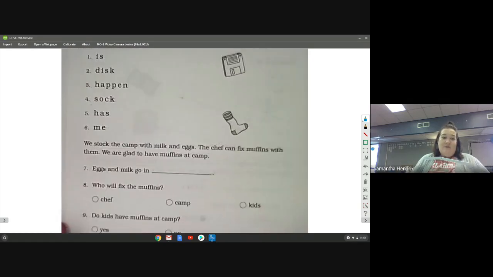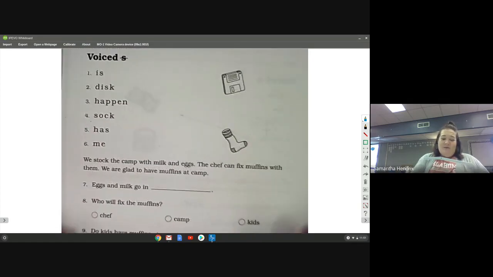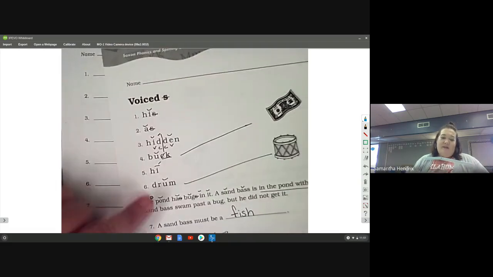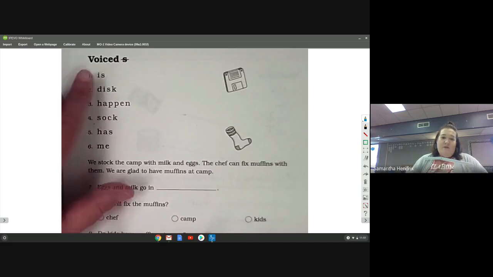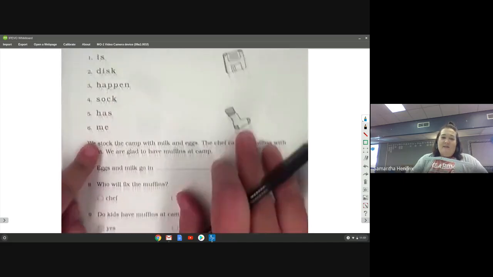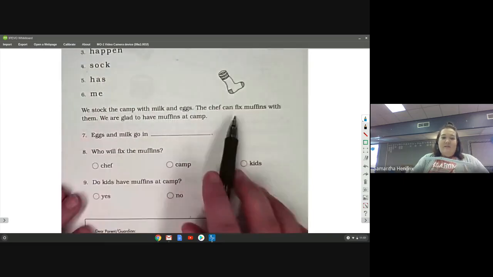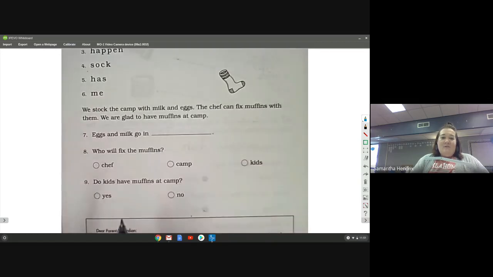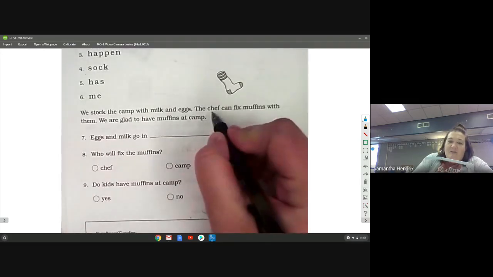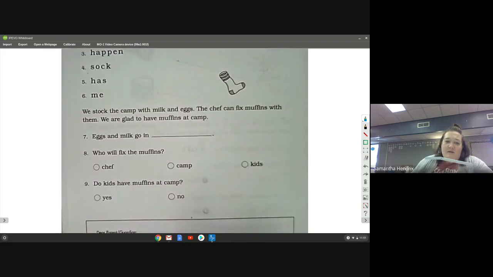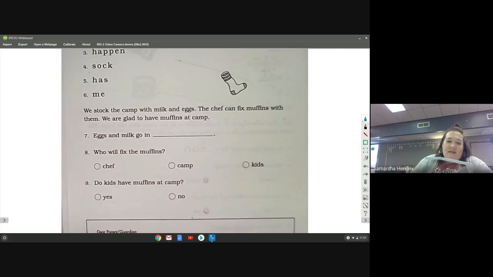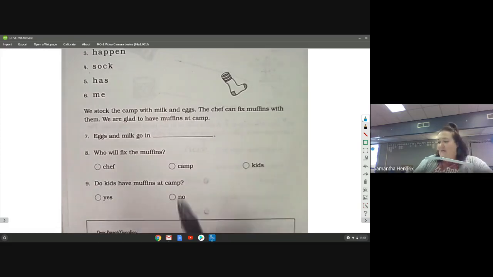And then this is your homework page. Okay? Just like we coded over here, you can look at the other page. Okay? Code these, draw a line to these two. Read this again. Code them if you need to. Remember, this is our chef. It says shh. That's the French. Okay. Code these if you need to. Read it. Answer these questions. Take a picture. Send it to me.